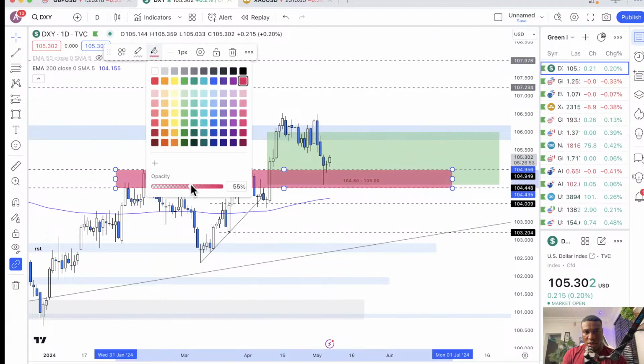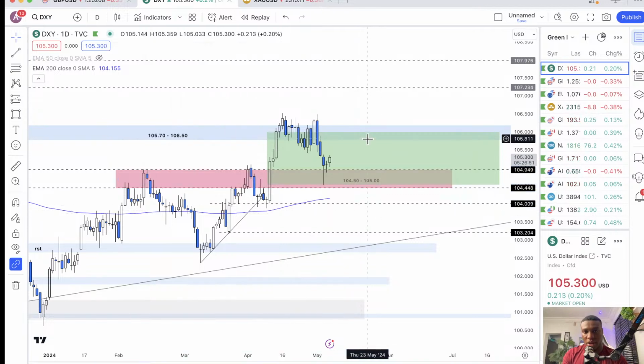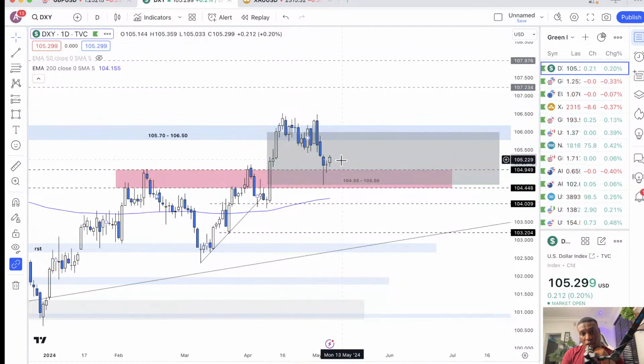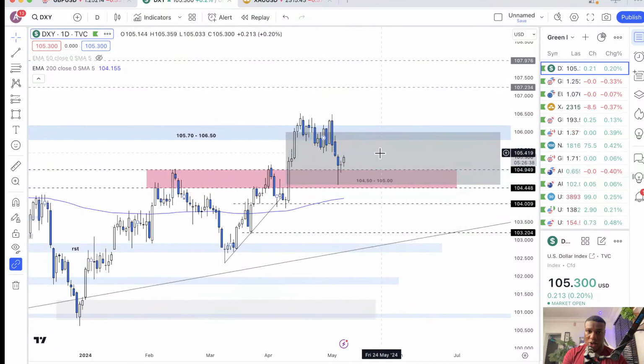Let me increase this as well. Okay, I think I also need to change this green. Okay, now why is this entire zone important for us? We're looking at either a breakout of this resistance that is very strong.